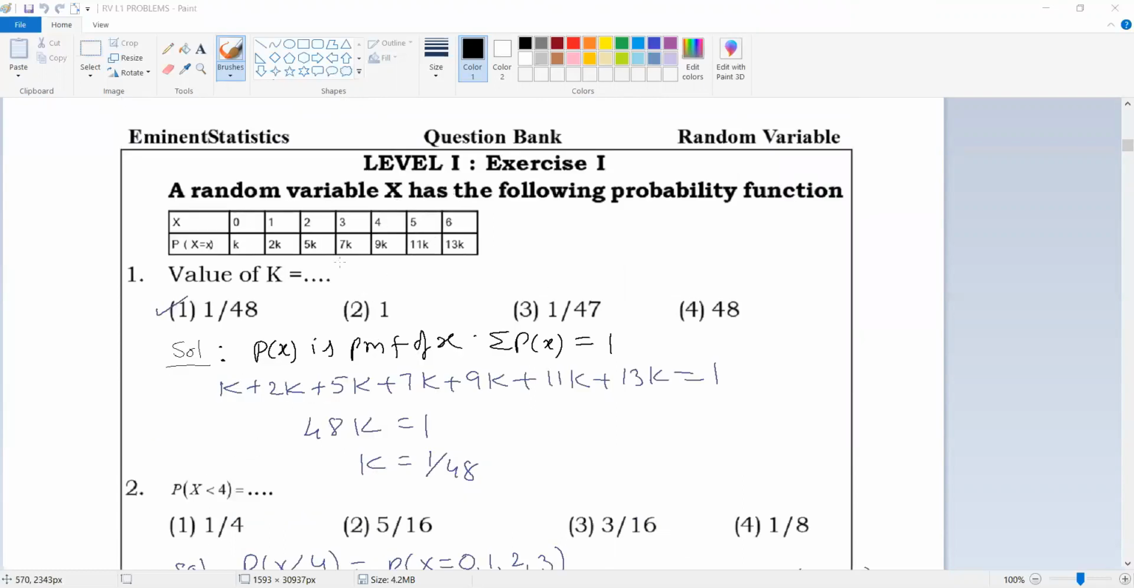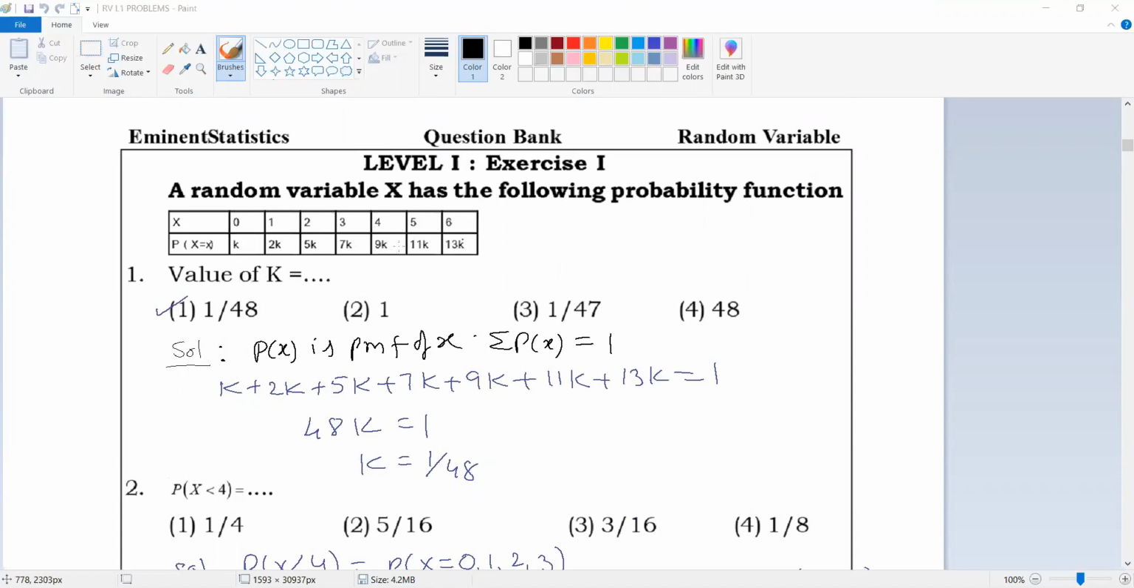The first problem is a very simple intermediate level problem. A random variable x has the following probability function. Table format is given. X takes values 0 to 6, non-negative values 0, 1, 2, 3, 4, 5, 6, with corresponding probabilities in terms of k. Most frequently asked model for regional-wide and national-wide universities: find the value of k.